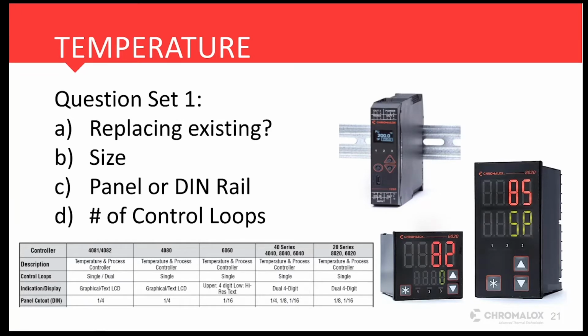But assuming this is a new type of application or opportunity, what I move on to from there is: are there any sort of size requirements? Does it need to be panel facing, where an operator can get to it right from the front of a panel, or does it need to be on a DIN rail, kind of tucked away? And also just the number of control loops. Does this controller just need to handle controlling one heater?